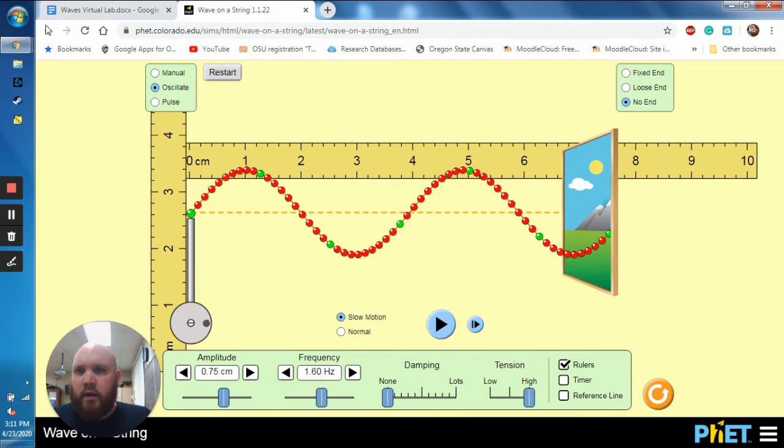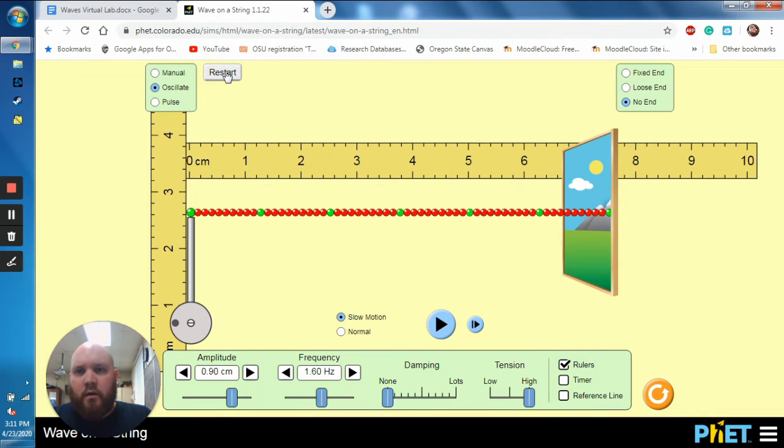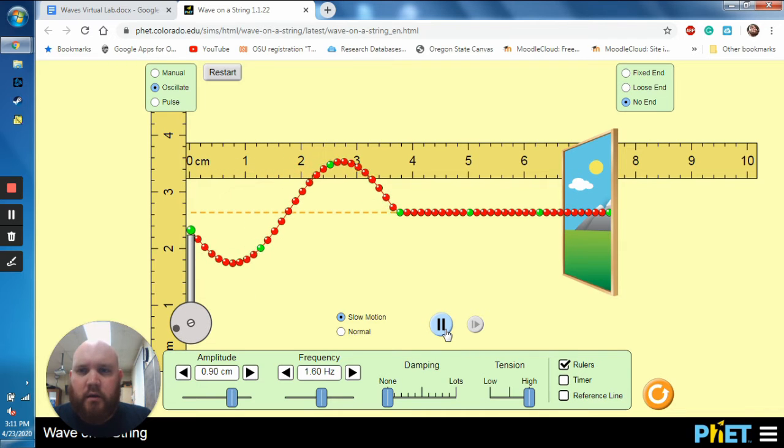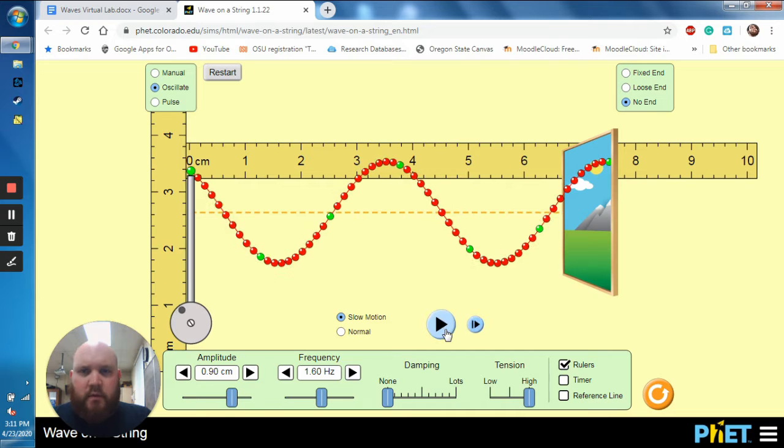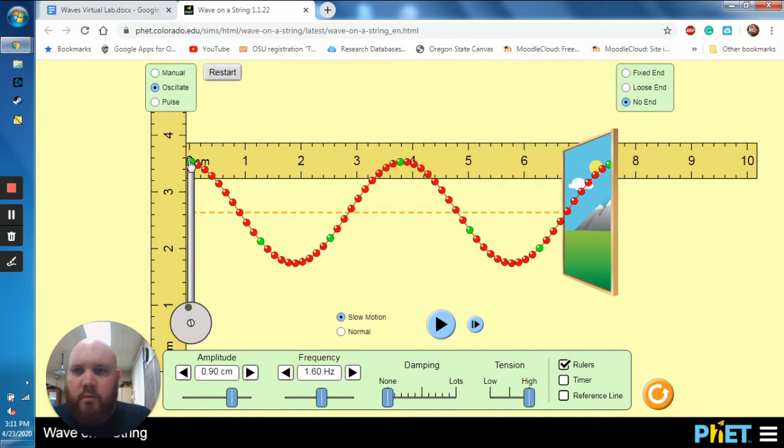We'll go 0.9, 0.9 amplitude. And what's the next one? 0.6. Okay, so we'll restart. We've got our ruler. Hit the go. I'm going to try to stop it again. This time I'm going to stop it in a different spot, and we'll measure a little bit differently. There we go. You can measure it crest to crest.